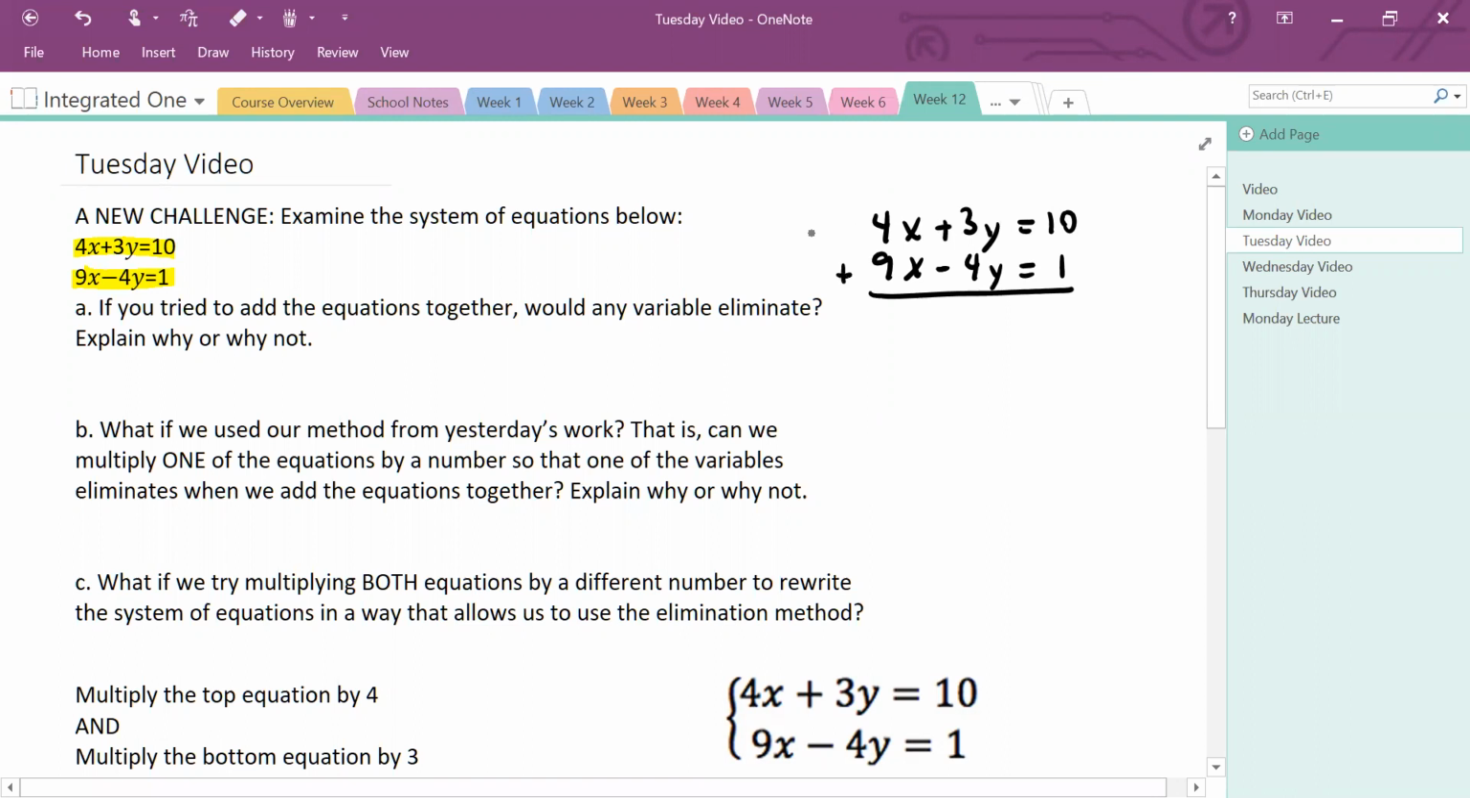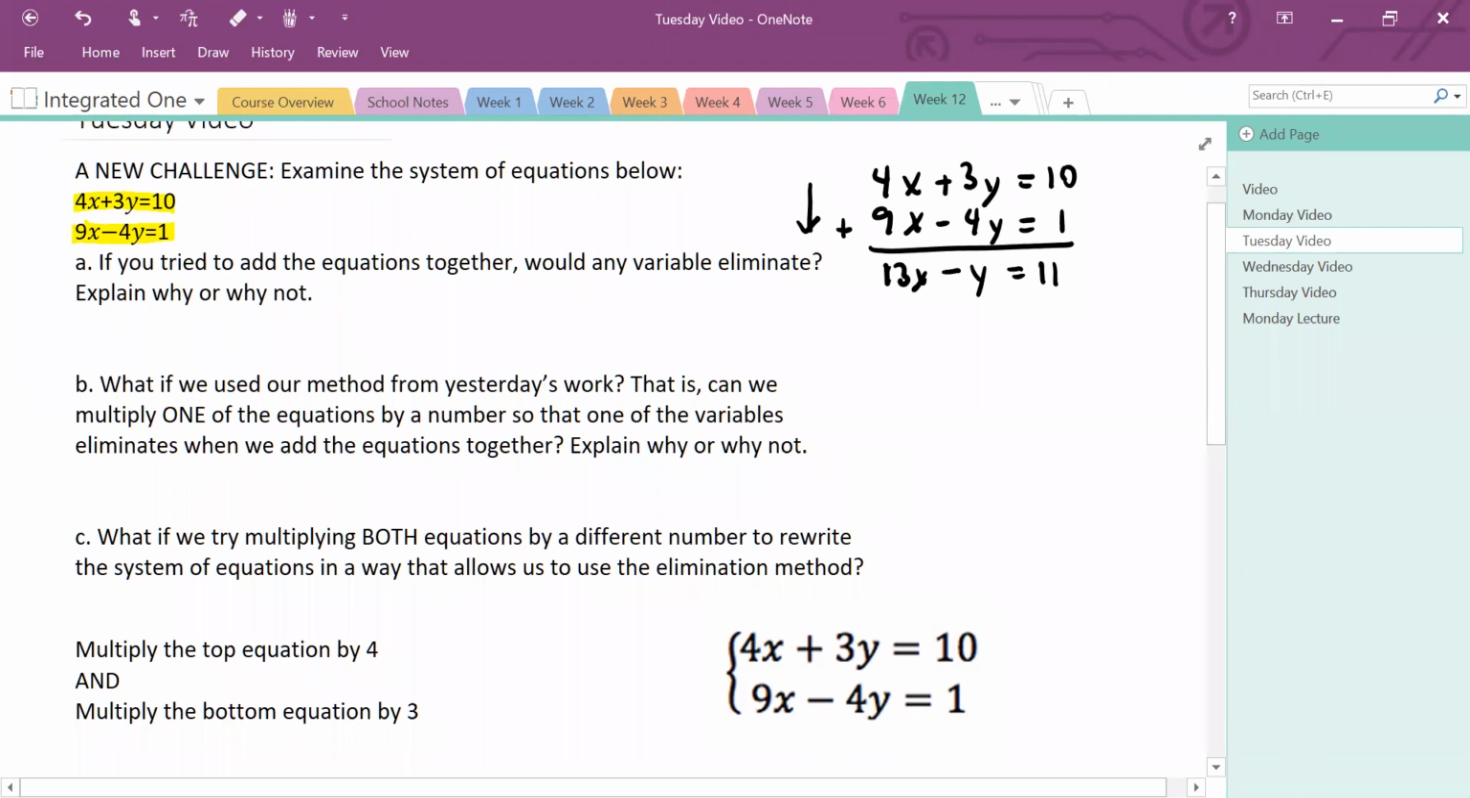So when I'm using the elimination method, remember I'm adding down. So I get 9 plus 4x is 13x, 3y minus 4y is negative 1y, and 10 plus 1 is 11. So again, I'm not able to use my elimination method, because one of the variables is not going away.